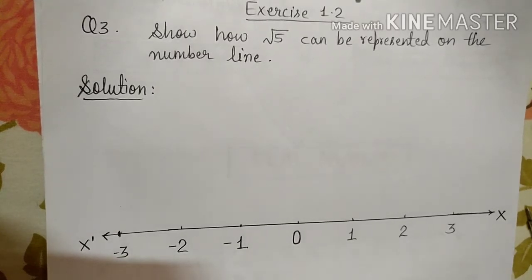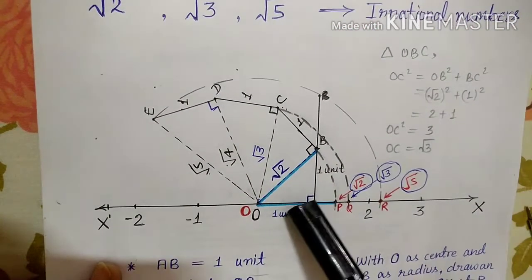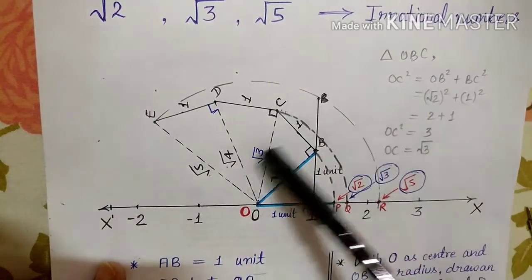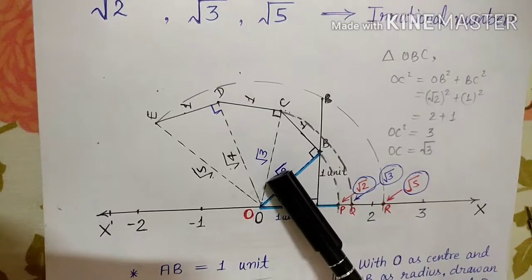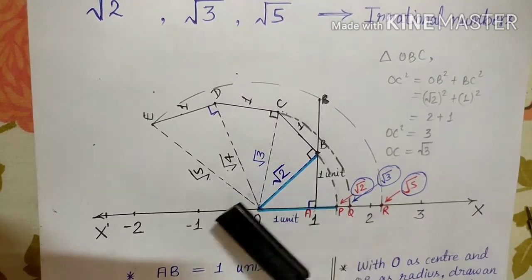Now if you remember, we have just learned how to represent irrational numbers on a number line. So we have done it like this, where we have represented root 2, root 3 and root 5 on the same number line. So what we have done here, we have used the square root spiral method.